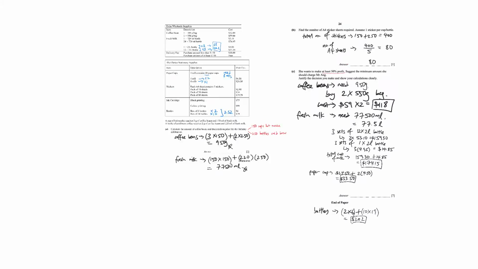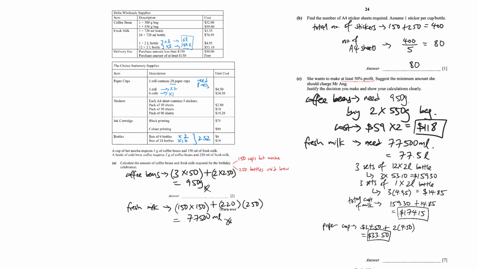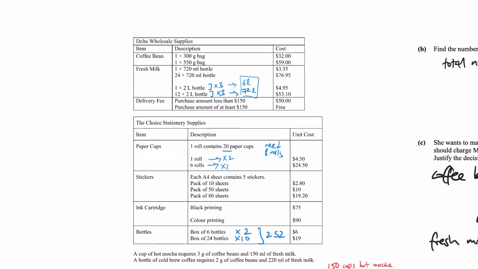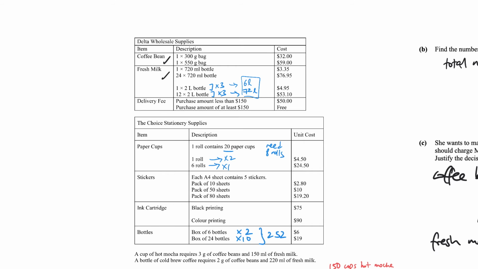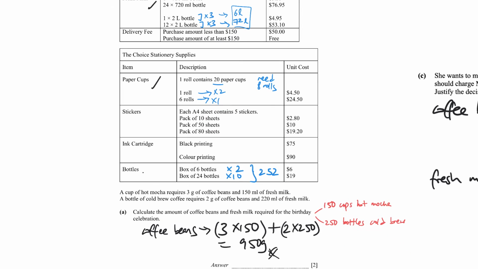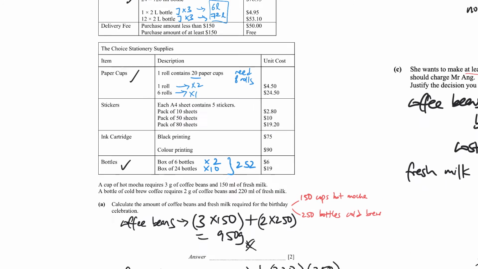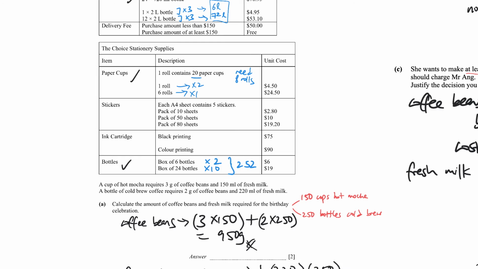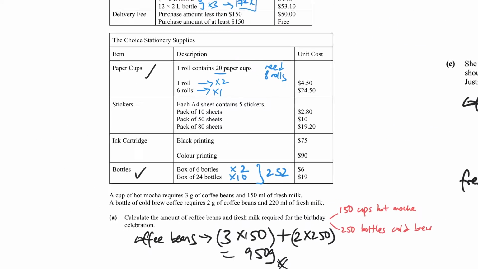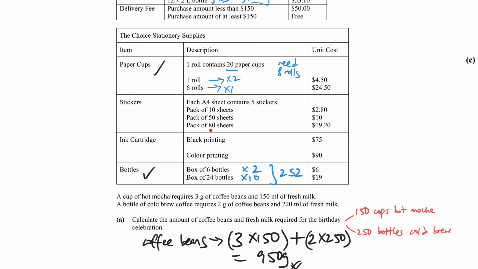Cool. And then what else do we need? So we still need stickers. So let's just check. Okay, we've done coffee bean, fresh milk, we've done paper cups, put the coffee in the cups, put the coffee in the bottles. We need stickers. Okay, how many stickers? We need 80 stickers. So you might be tempted to say, hey, pack of 80 must be the cheapest, let's just do this.